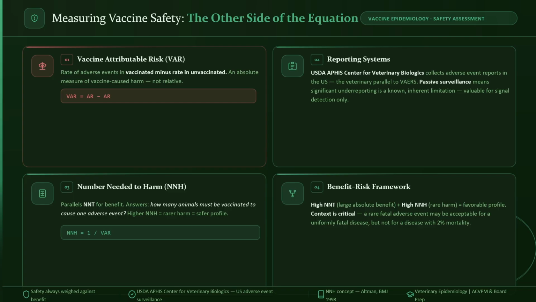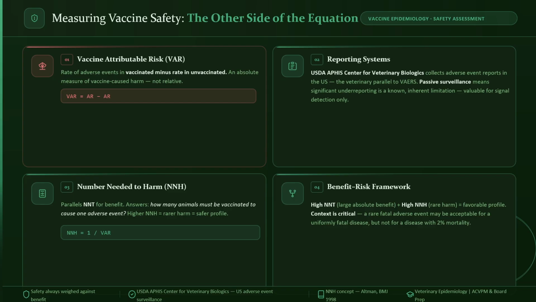Start with vaccine attributable risk, or VAR. It's the rate of adverse events in vaccinated animals minus the rate in unvaccinated animals. That subtraction matters. VAR is an absolute measure of harm actually caused by the vaccine, not a relative one.